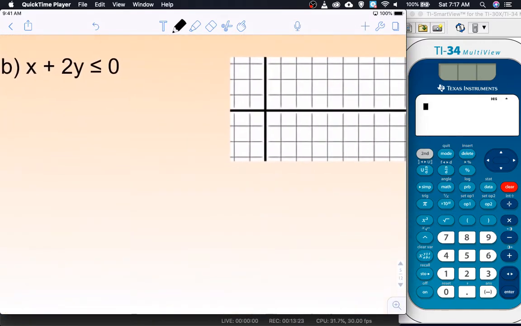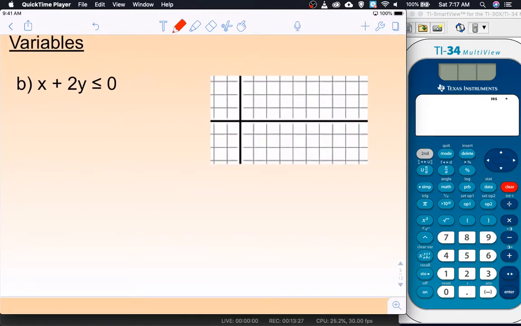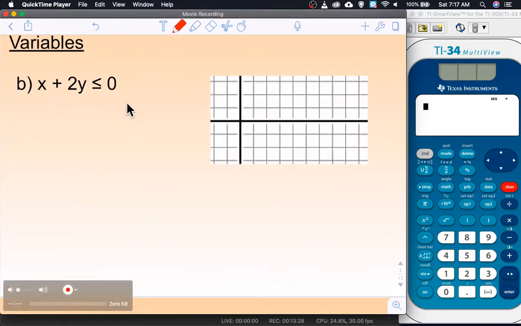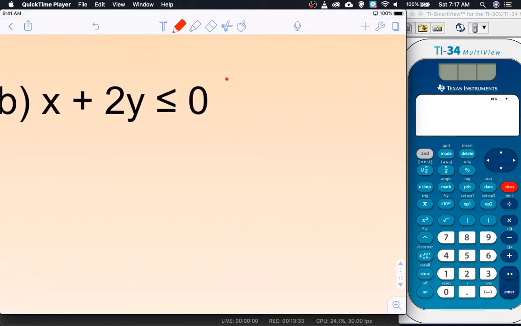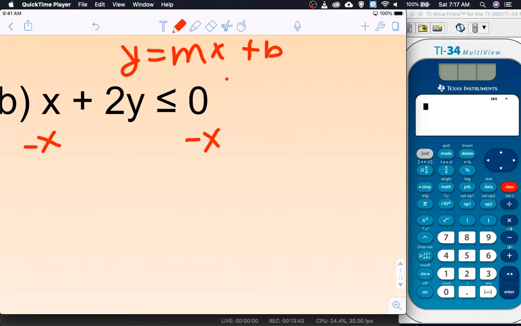Letter B. So not all the time will our lines be in slope-intercept form for us. We may have to do a little bit of solving, like now. So I'm going to subtract x on both sides. I'm trying to make it look like that. So 2y is less than or equal to -x. I'll put the +0 for now.